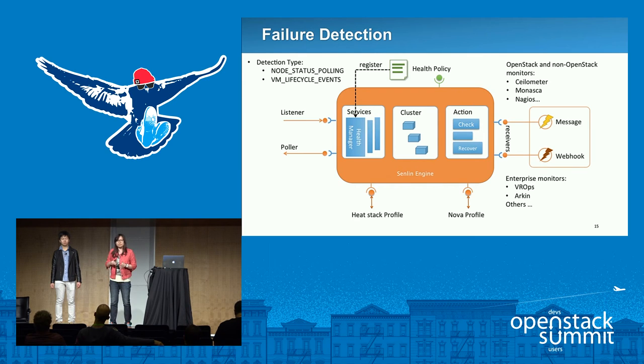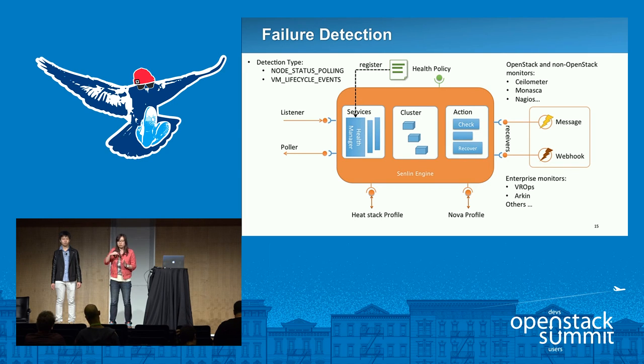And on the other side, that's just a kind of embedded mechanism. It's very simple, but we're trying to help the basic scenario. And if you want more comprehensive detection from third-party monitors, such as Ceilometer, Monasca, and Nagios, that's totally non-OpenStack monitors, or any enterprise monitor such as vROps and Arkin, something like that, you just use a receiver. That's a resource created inside the Senlin engine. That means there are two types of receivers we can create today.